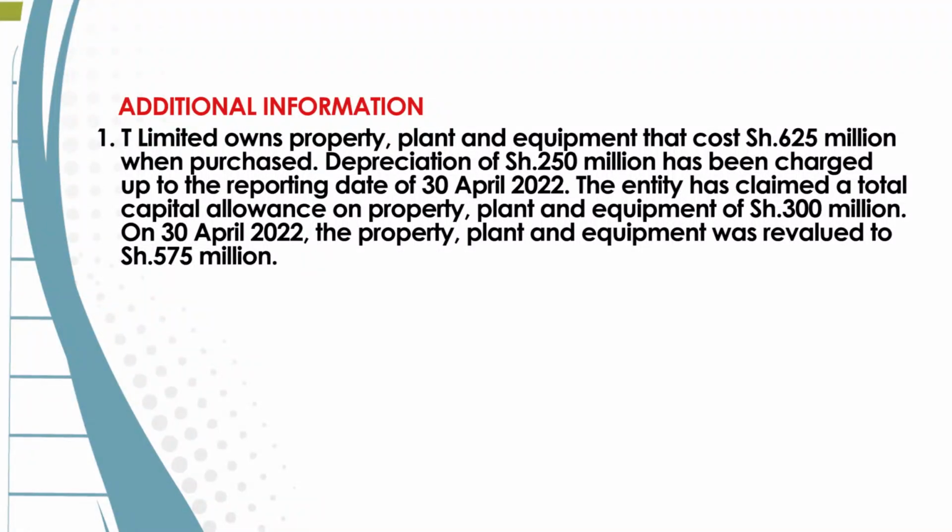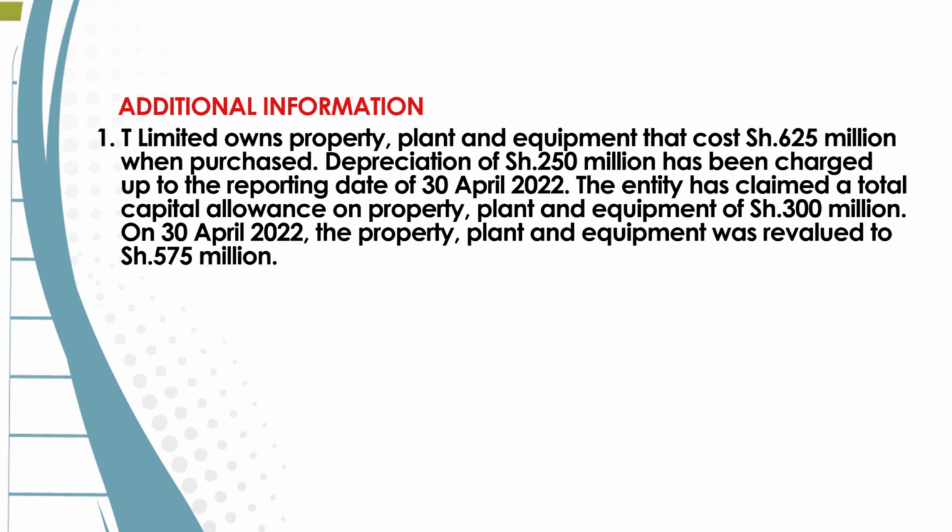And you're told that the cost of this property, plant, and equipment was 625 million when it was purchased by the company. And then you're told it has been depreciated, or the depreciation which was charged as at 30th April of 2022 was 250 million. In other terms, this is the accumulated depreciation as at that date. And then you're told the entity has claimed a total capital allowance on property, plant, and equipment of 300 million.